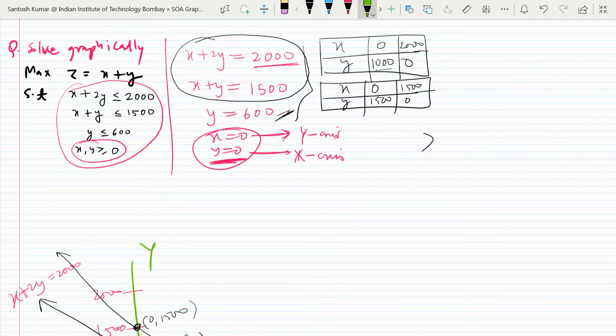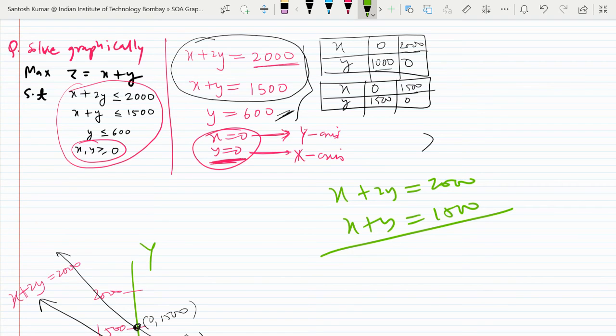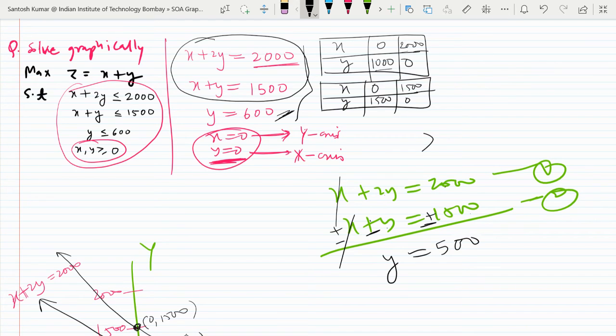So look at what I was asking. x plus 2y is 2000, and x plus y is 1500. I'm interested in the common solution of both. You just subtract the second equation from the first. You all know the elimination method for two straight lines. Here is plus, you take minus, here is plus, you take minus. So x minus x cancels, and 2y minus y is y, 2000 minus 1500 is 500.